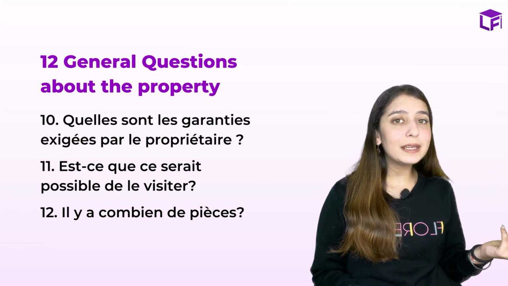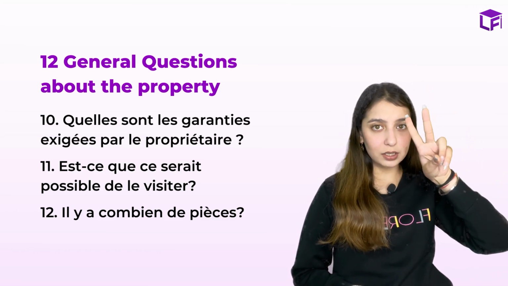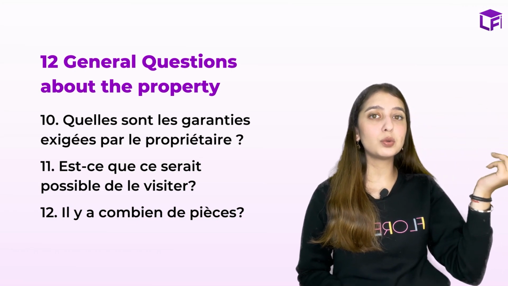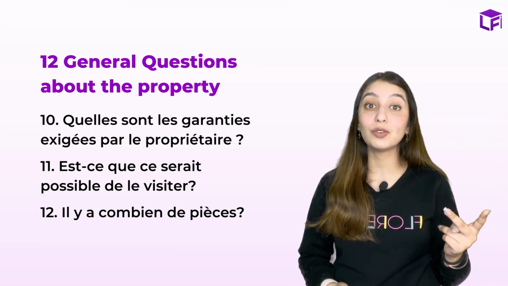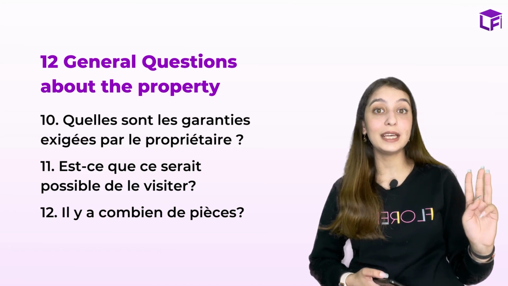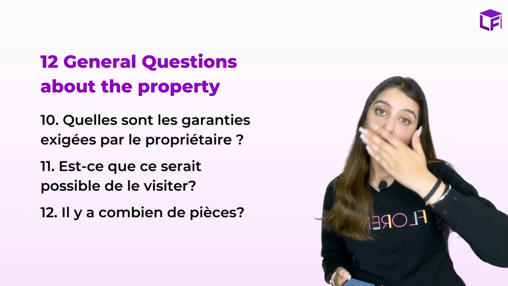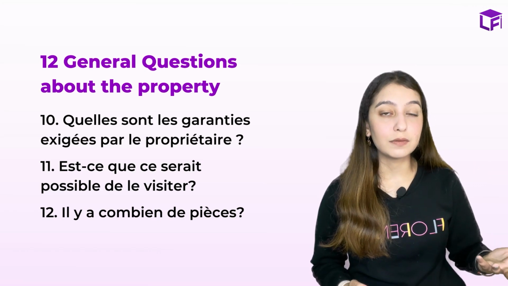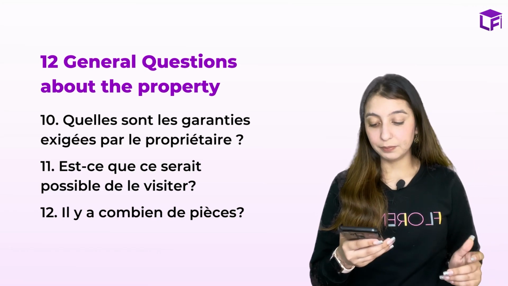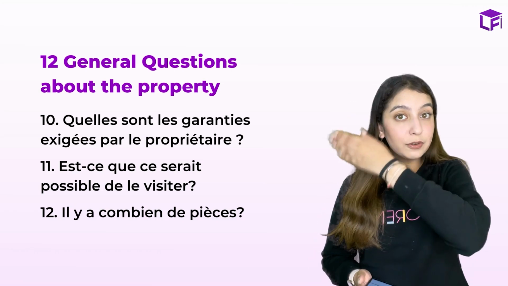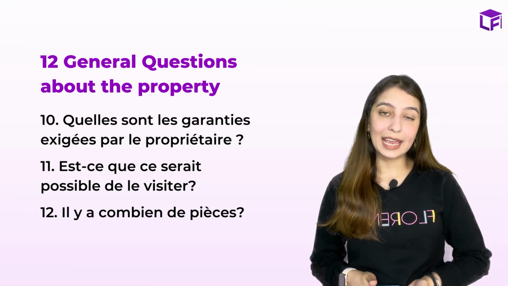Il y a combien de pièces? How many rooms are there? 1, 2, 3. Maybe if you're looking for the studio apartment, it can be 1. If you're looking for 2 BHK, it can be 2 pièces, 3 pièces, 4 pièces, depending upon your needs. And the article or the picture that is given to you or the announcement that you can see. Okay, so if you guys want, you can take a screenshot of it again.